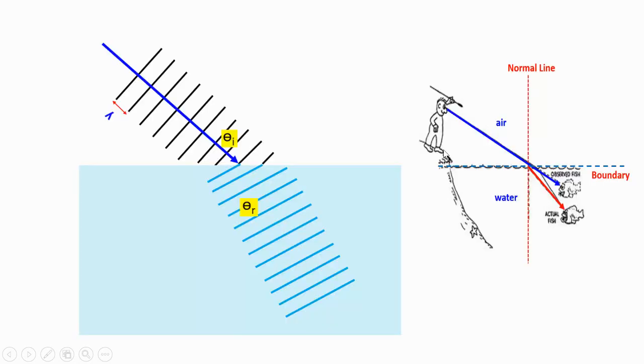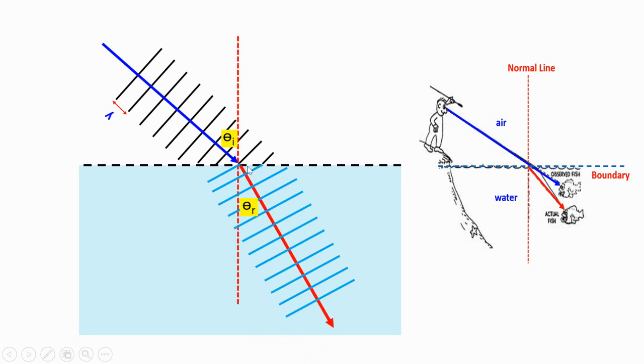So how do we actually represent graphically a situation like this? We know that waves come in like wavefronts. The wavefront here is represented by those parallel lines. They are the crests, and this is the incident ray that is perpendicular to the wavefront. We need to define our boundary, and we need to define our normal line. So here we have our refracted ray, which is bent.